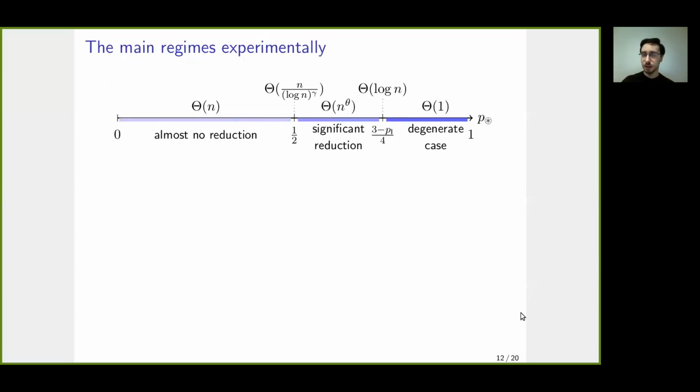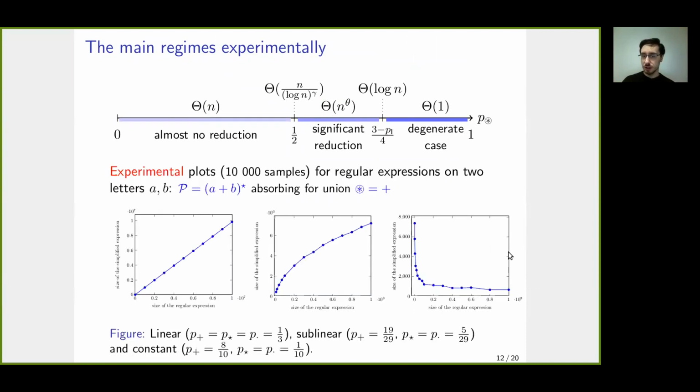To show again the main regimes, now that we have seen our asymptotic behaviors. The first plot here, the linear plot, of course, will correspond to the first case here. And there, the probability of the absorbing operator, which was the union, is 1/3. In the case here in the middle is the sublinear plot. We are in the significant reduction case here. And the probability of the union is just a bit more than 1/2.